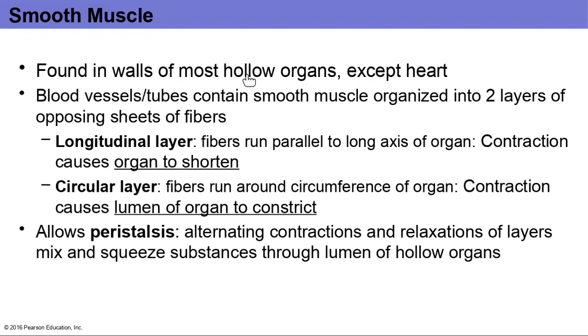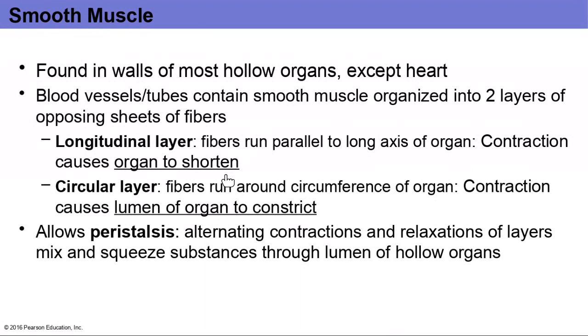Remember your location for smooth muscle: hollow organs, blood vessels. Now, you'll probably have a question about this. Lining these tubular structures, such as intestines, blood vessels, etc., you will find two layers of smooth muscle: a longitudinal layer and a circular layer. The longitudinal layer is what will cause this organ or structure to shorten. The circular layer will cause the lumen to become more narrow.